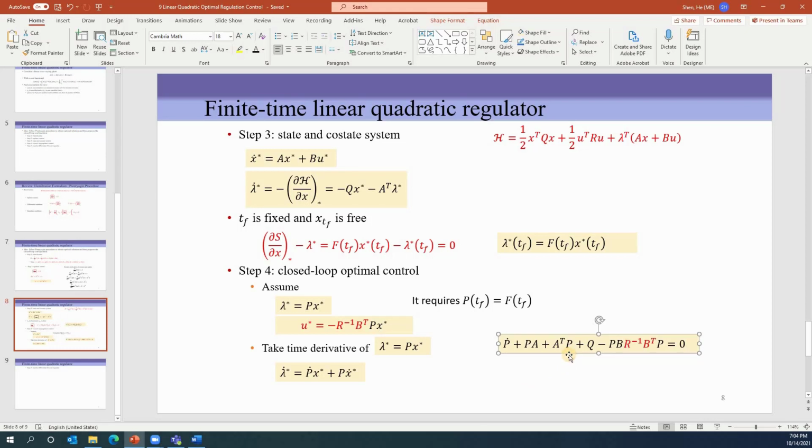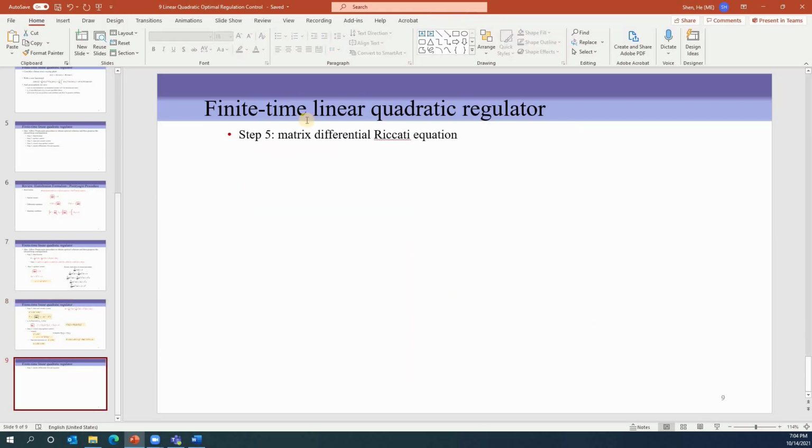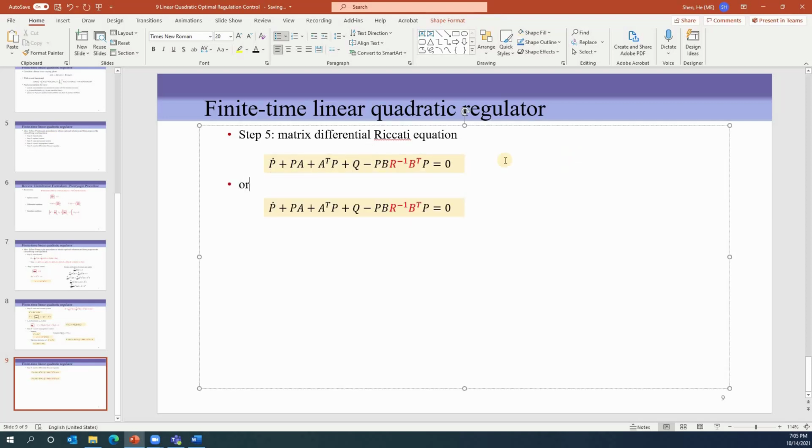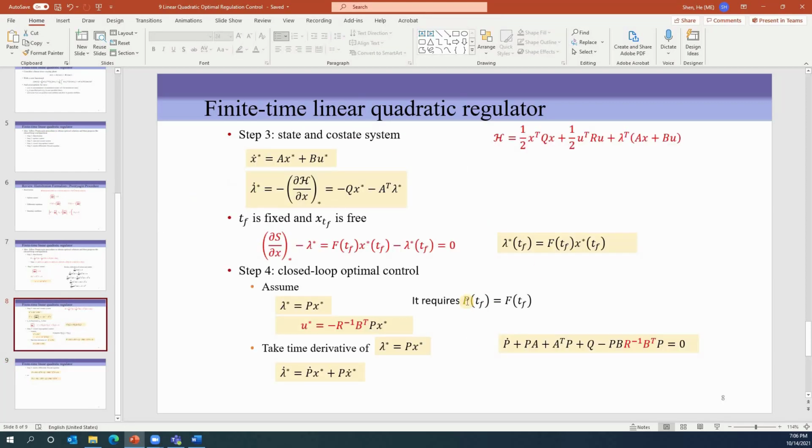And this magic expression has a cool name. It's called a matrix differential Riccati equation. And we can also write this in the differential equation form. You can write it like this: P dot is equal to negative PA minus A transpose P minus Q plus P B R inverse B transpose times P. And remember, there's one boundary condition which is given here.